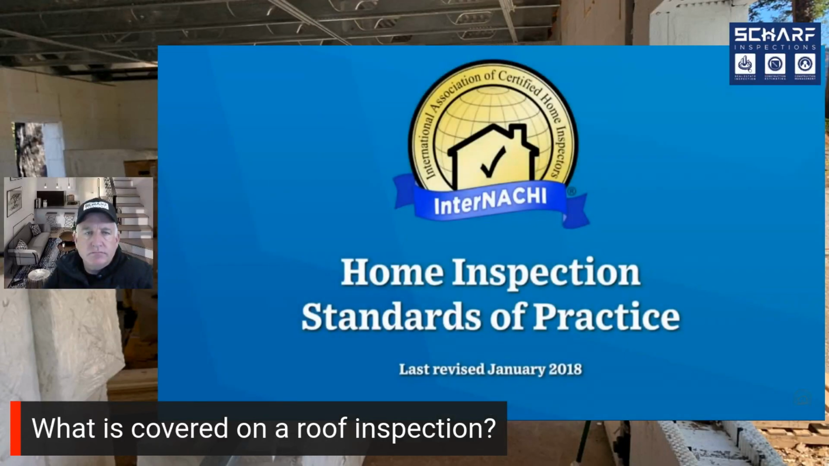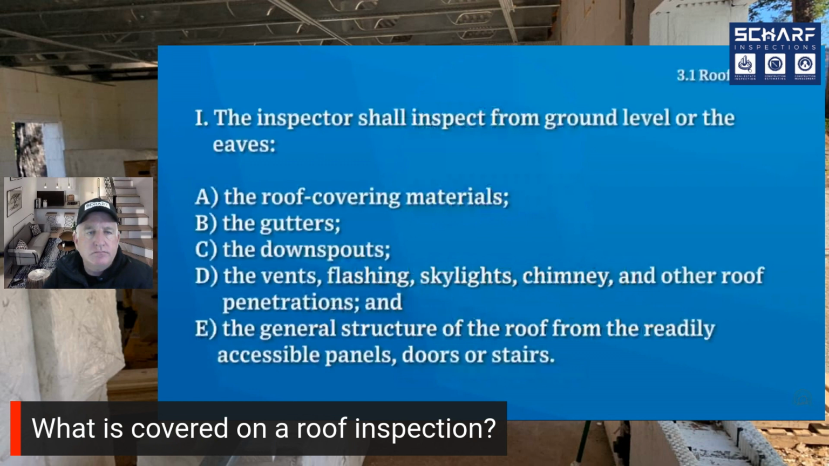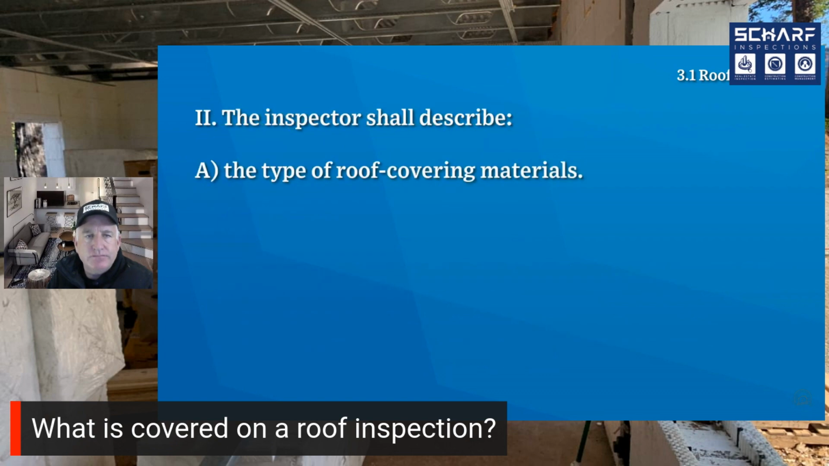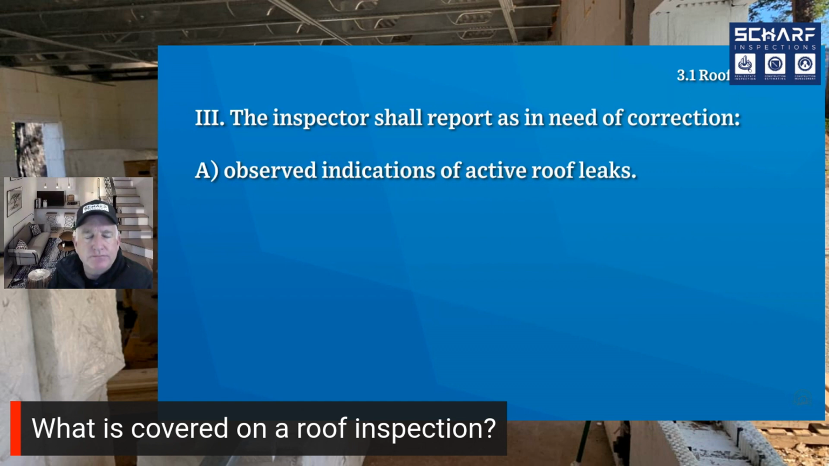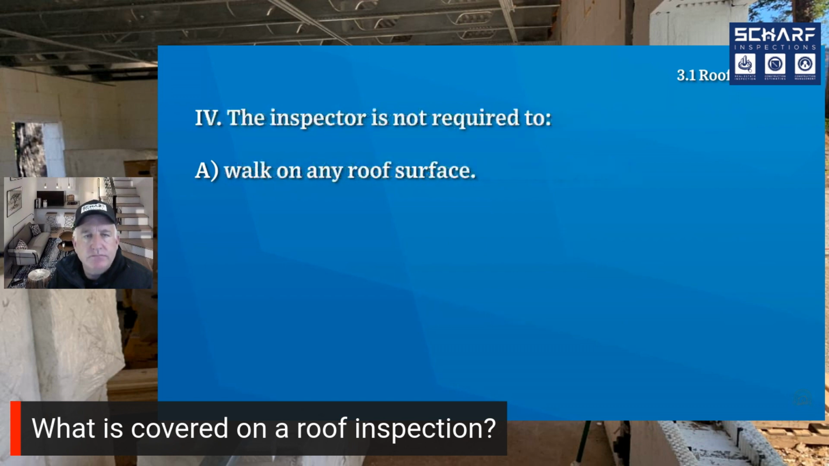According to the InterNACHI Home Inspection Standards of Practice, the inspector shall inspect from the ground level or the eaves the roof covering materials, the gutters and downspouts, vents, flashing, skylights, chimney and other roof penetrations, and the general structure of the roof. The inspector shall describe the type of roof covering materials and shall report, as in need of correction, any observed indications of active roof leaks. The inspector is not required to walk upon any roof surface.